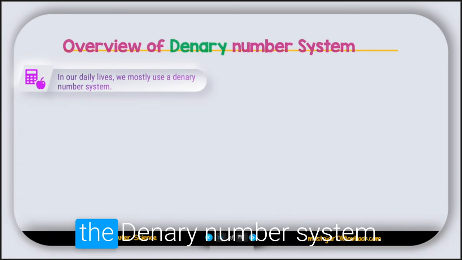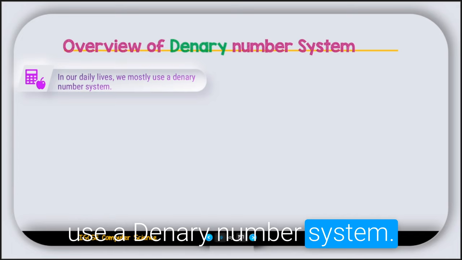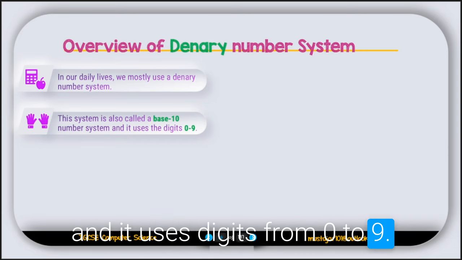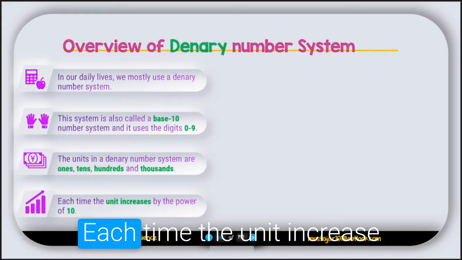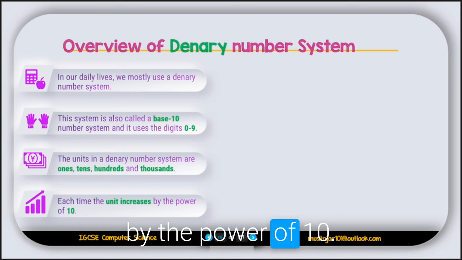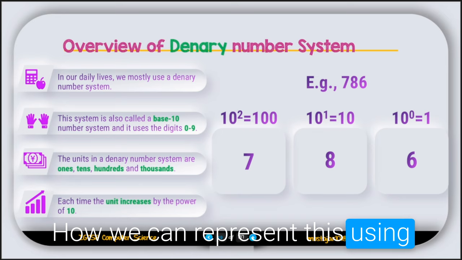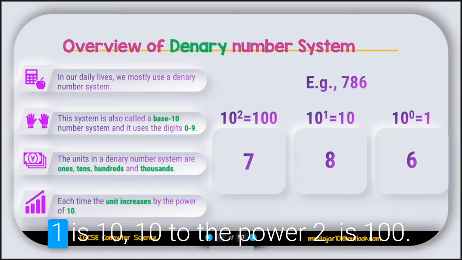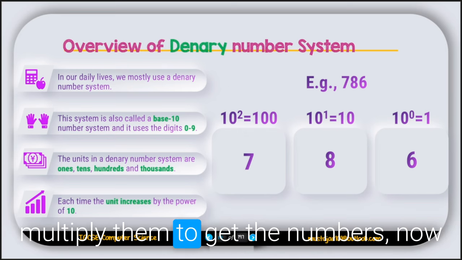Now let's take an overview of the denary number system. In our daily lives, we mostly use the denary number system. It is called the base 10 number system, and it uses digits from 0 to 9. The units in denary are 1s, 10s, 100s, and 1000s. Each time, the unit increases by a power of 10. For example, if we have the number 786, we can represent it using powers of 10: 10 to the power 0 is 1, 10 to the power 1 is 10, 10 to the power 2 is 100. We place the digits under those powers and multiply them to get the number.